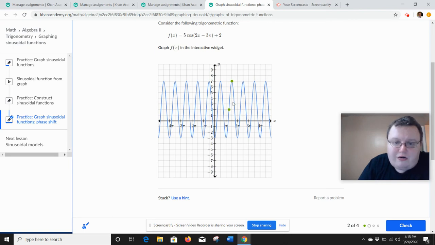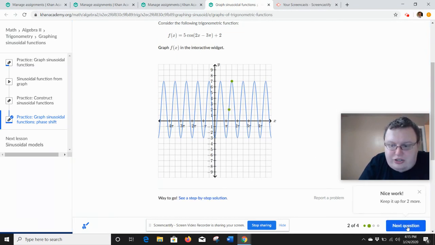Make sure that you've shifted everything. The starting point, cosine, remember, starts above the midline or below the midline. Starts at your maximum or starts at your minimum, depending on what A is. A is positive, so it's starting at the maximum. Shift that baby to the right 3 pi over 2. And then you're going to shift this point left and right until you get it to where the distance between your maximums is your period, or the distance between the minimums is the period, which is pi in this case. Once you have all that, you can check the answer, and you can go to the next question.